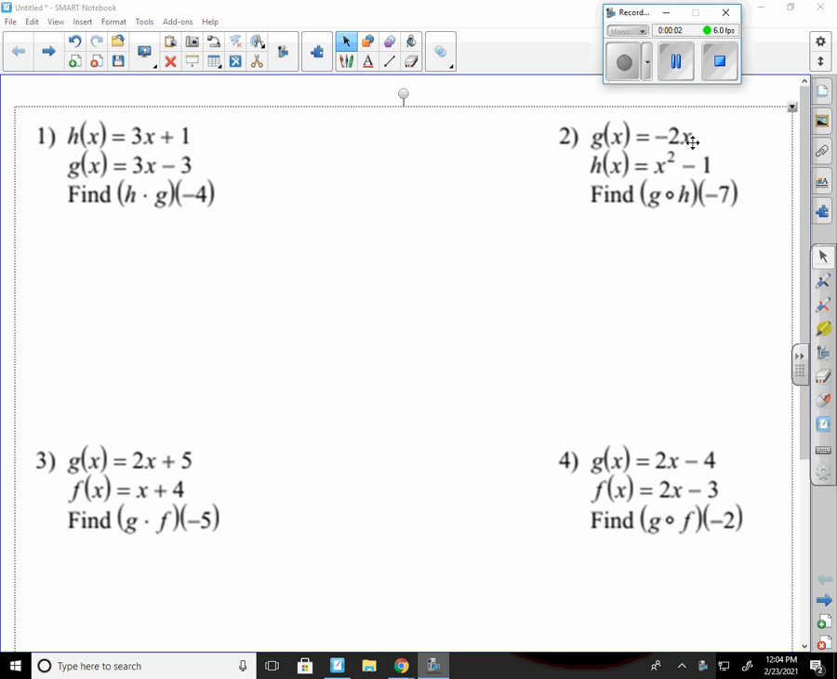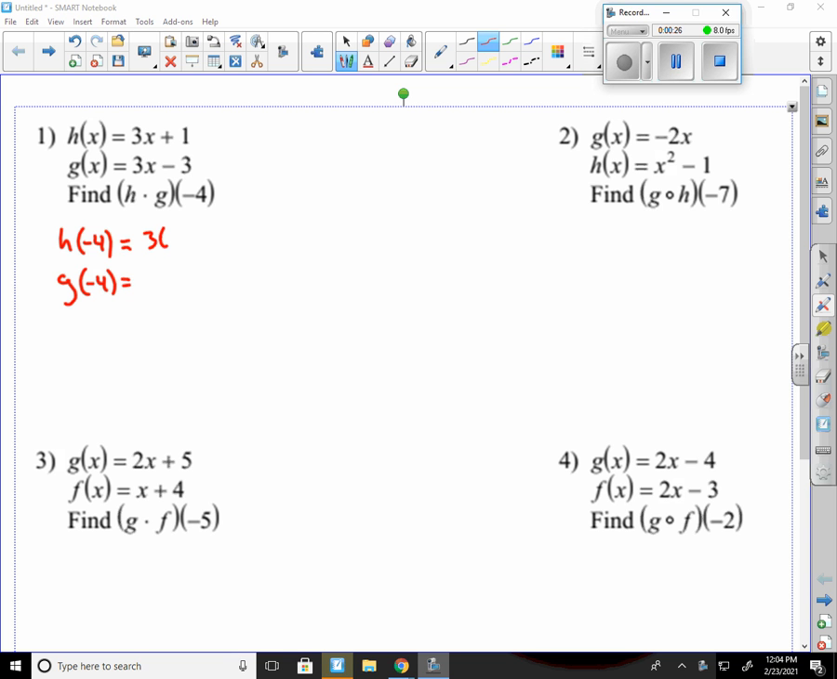Okay, number one, h times g of negative 4. What does that mean? It means I'm going to plug a negative 4 in for h everywhere I see an x. I'm going to plug a negative 4 in for g everywhere I see an x. And then I'm going to multiply those results.